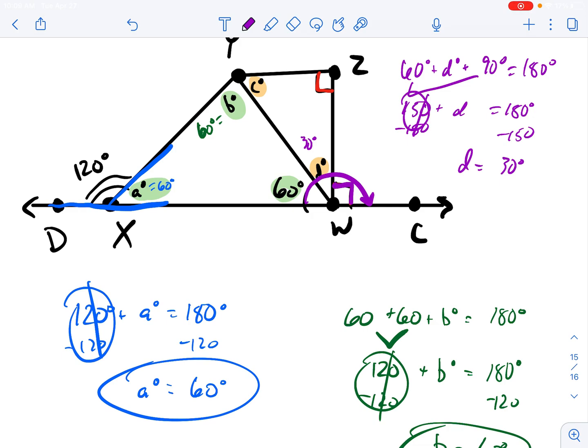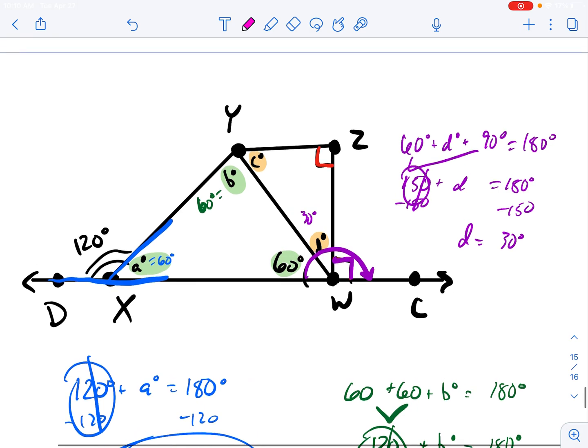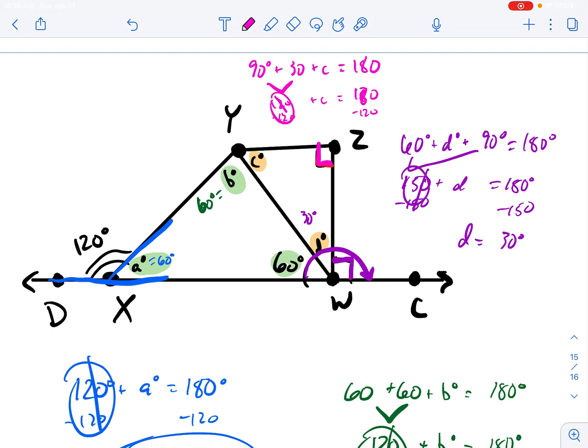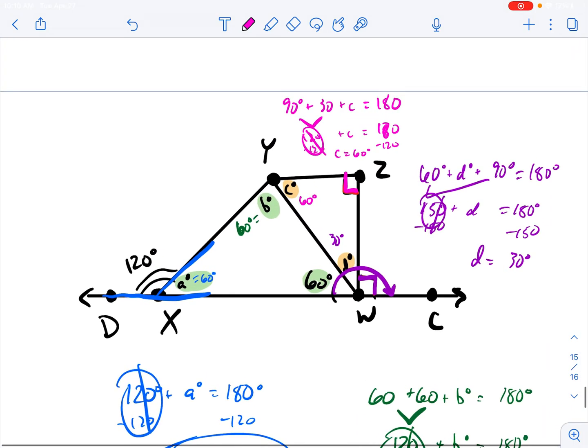Okay, so that means it's 30 degrees. And finally, now we can figure out what C is going to be. Right? Because C, we know the 90 degrees of this right angle plus 30 plus C equals 180 because it's a triangle. So you can combine these like terms. And then you subtract 120. And you get C equals 60 degrees. So this is also 60 degrees, all right?